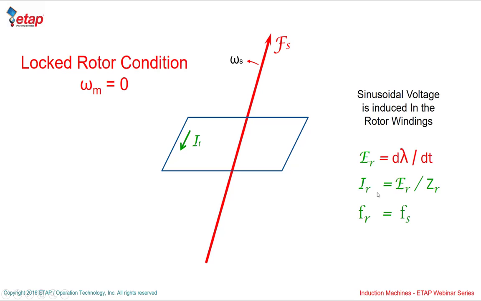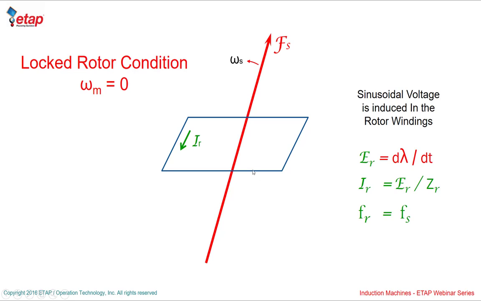But in reality, first it generates E sub r, the EMF, from F sub s, and that is d lambda/dt. And lambda is the flux linkage, which means that when the MMF is perpendicular to the coil, to the rotor winding coil, it gives you maximum voltage. When it's horizontal and in the same plane as the rotor winding, it gives you zero voltage, because there's nothing penetrating through the area of the coil.